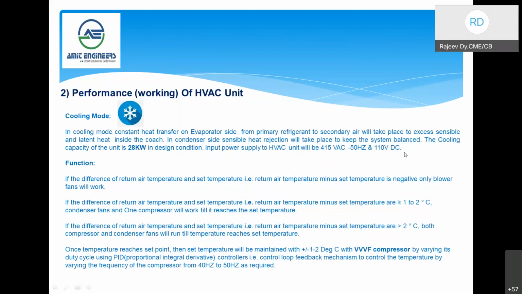So now we are moving to the function of the HVAC, basically the controller. What are all the modes available?